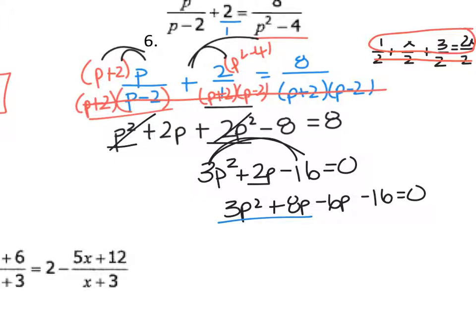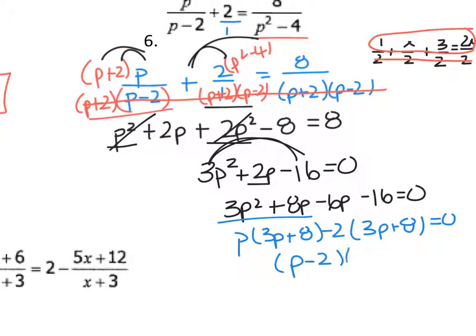So take out a p. So I have 3p plus 8. Copy over 3p plus 8. And then I have a negative 2. So I'm going to have p minus 2 times 3p plus 8 equals 0. So that means that p equals 2 and negative 8/3.